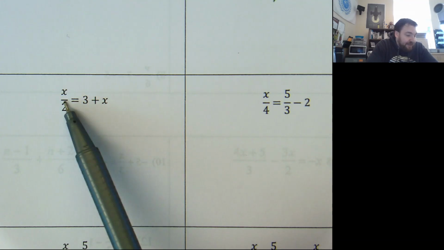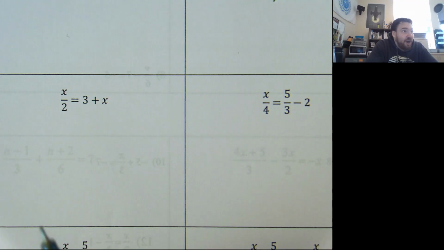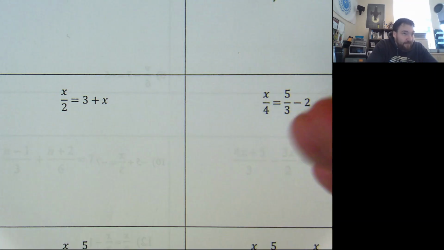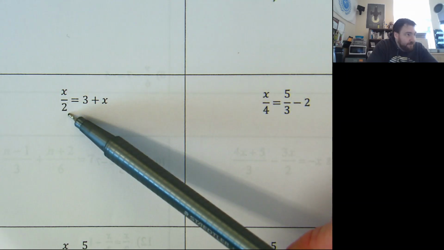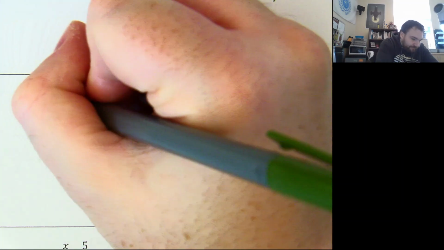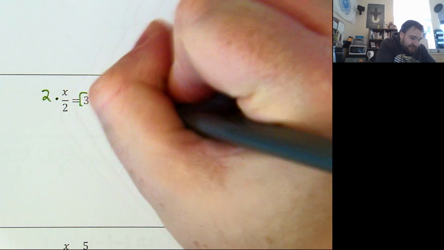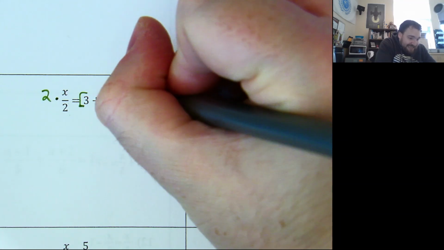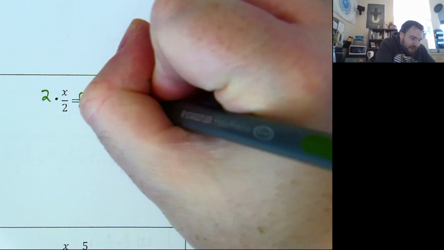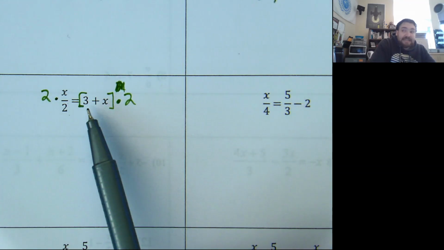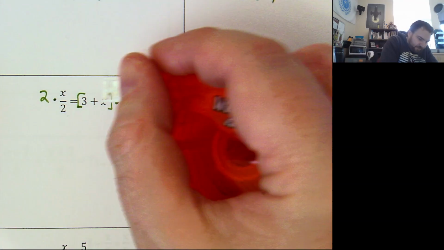If I've got x divided by 2, to get rid of that fraction means I need to do the opposite operation. The opposite of dividing by 2 is multiplying by 2. And whatever I do to one side of the equal sign, I have to do to the other side, the entire other side. So the entire other side needs to get multiplied by 2.